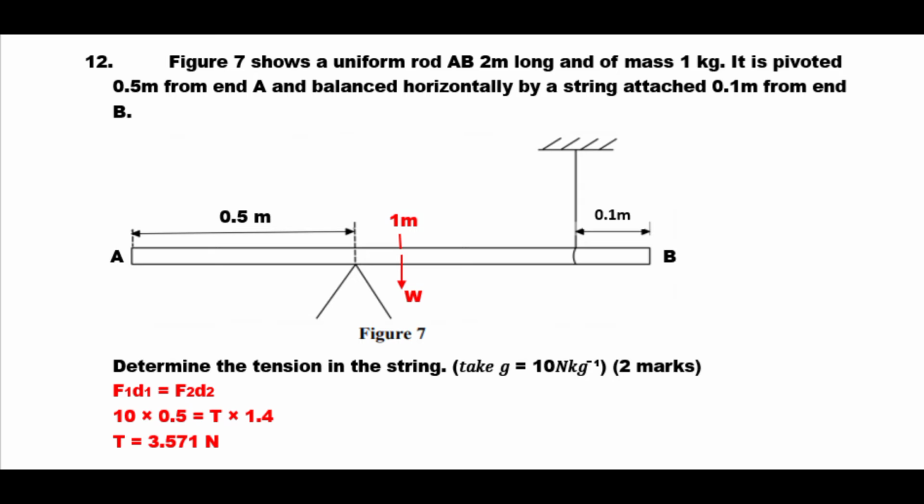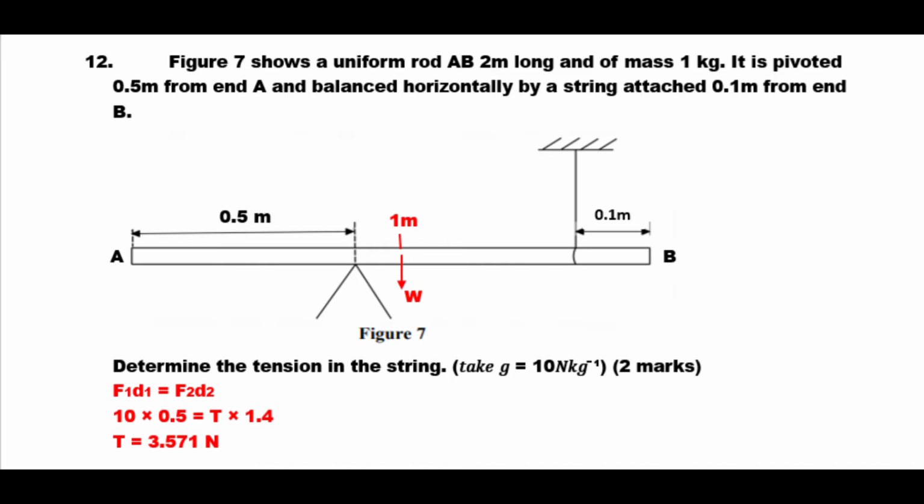So we know because the system is in equilibrium, force 1 d1 equals force 2 d2. In other words, the sum of clockwise moments is equal to the sum of anticlockwise moments, and that means that we have force 1, which is the weight of this uniform rod, acting through the COG. In other words, through the 1 meter mark, because the rod is 2 meters, so the weight is acting through 1 meter. So 1 kilogram, in terms of weight, is 10 Newton.